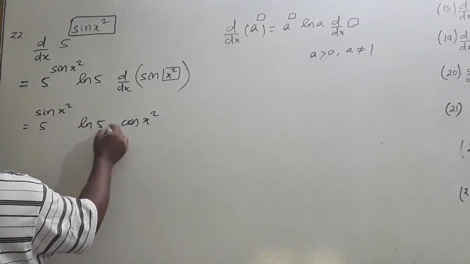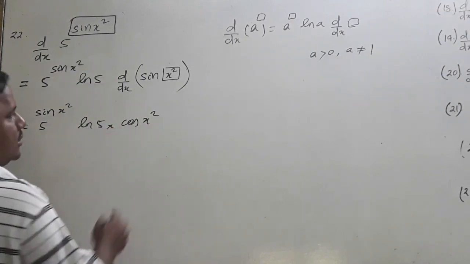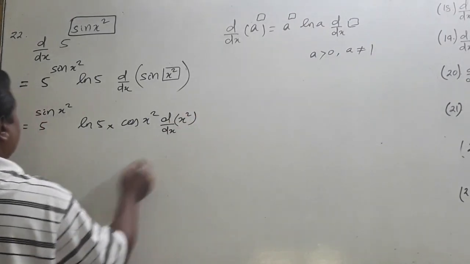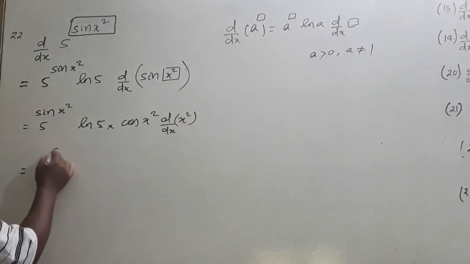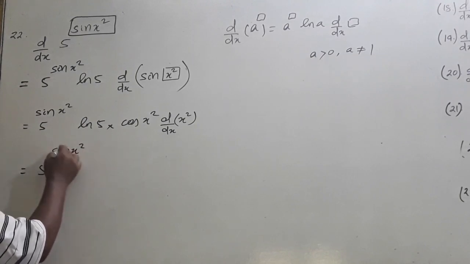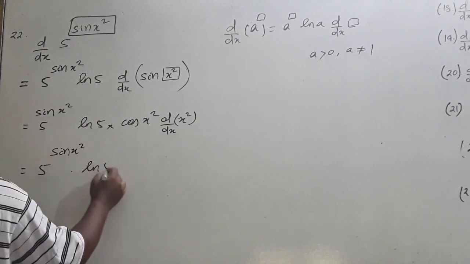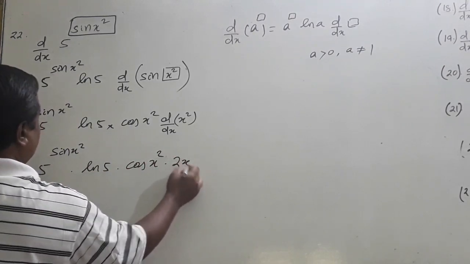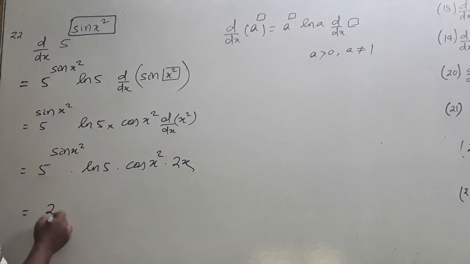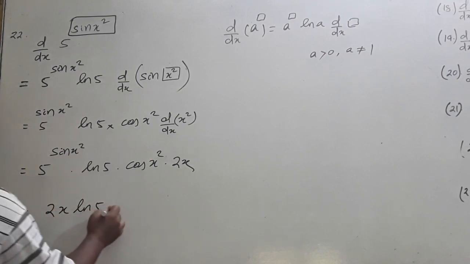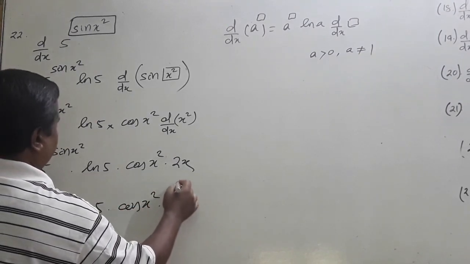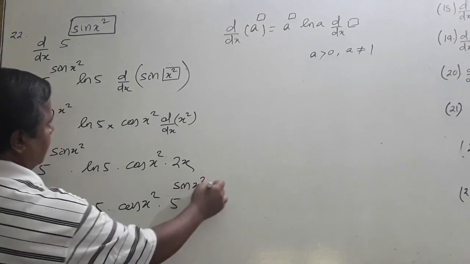I am putting this here: cos x square into d by dx of x square. The answer is 5 to the power sine x square into ln 5 into cos x square into 2x. Now you can write it as 2x ln 5 into cos x square into 5 to the power sine x square. Okay?